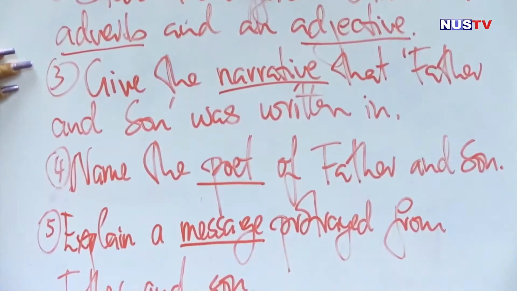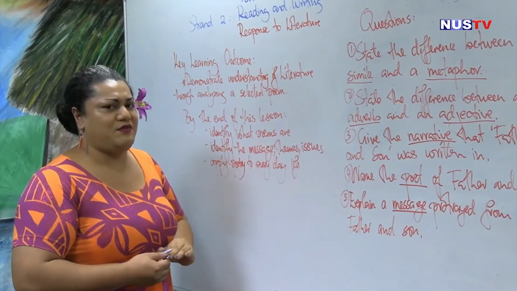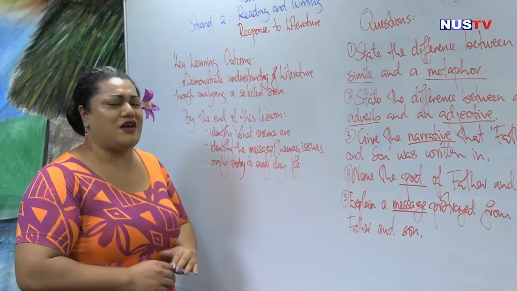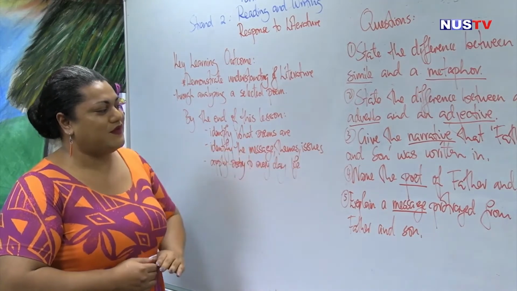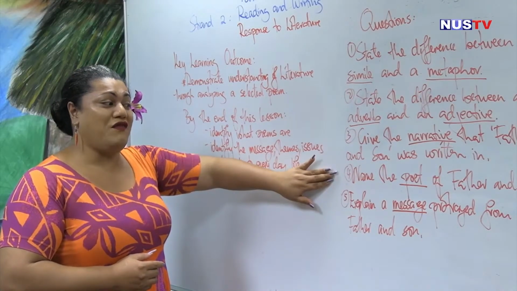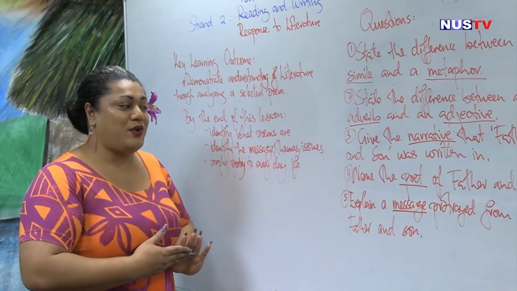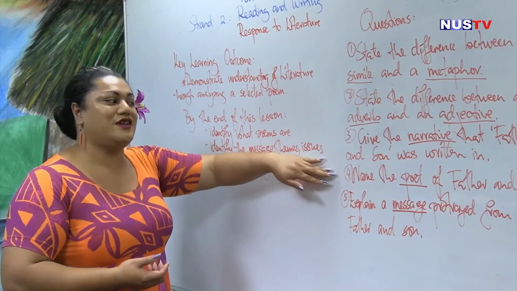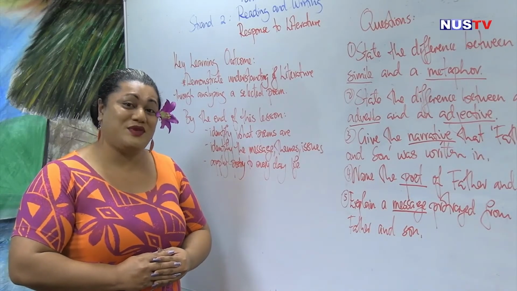Question number 3. Give the narrative that Father and Son was written in. Does everyone remember what narrative means? Yes, you're correct. We're talking about the point of view that the poem was written in. Question number 4. Name the poet of Father and Son. Remember, Father and Son, that is the name of the poem or the title of the poem. The poet is the person who wrote the poem. And our last question, explain a message portrayed from Father and Son. I'll give you 1 minute to discuss your answers between your partners.